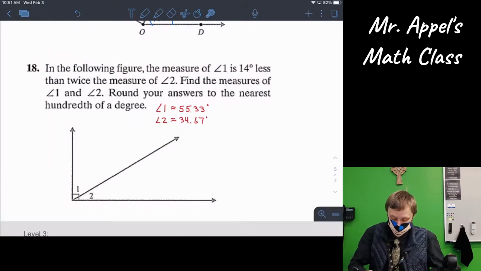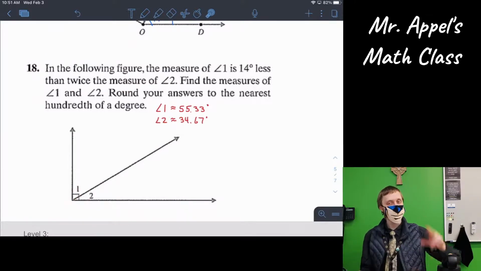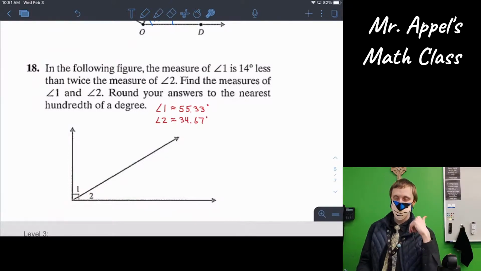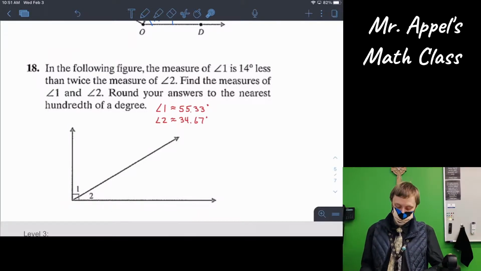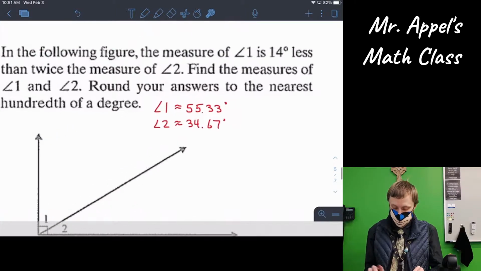This one, they don't give you much of the measurements. They tell you the measure of angle 1 is 14 less than twice the measure of 2. And we can see from the figure that they both add up to 90 degrees. So what you have to do is set up a system of equations and solve the system of equations. So the technique here is use a variable. And you'll find that we round off to the 100th, you'll get 55.33. I like that double there. And 34.67.